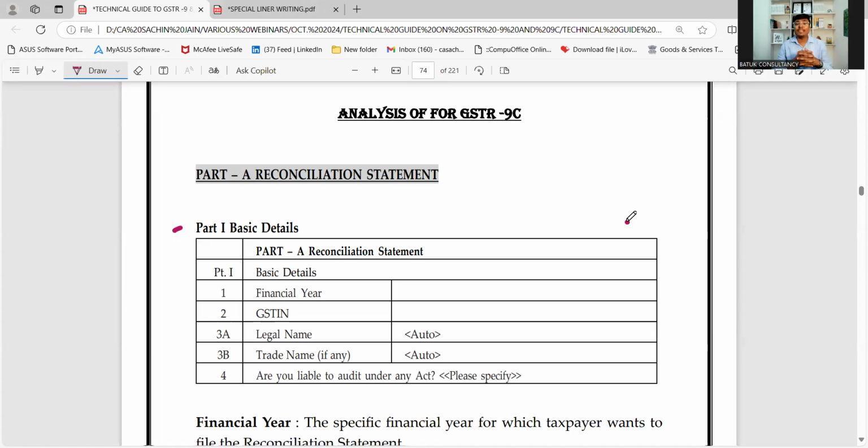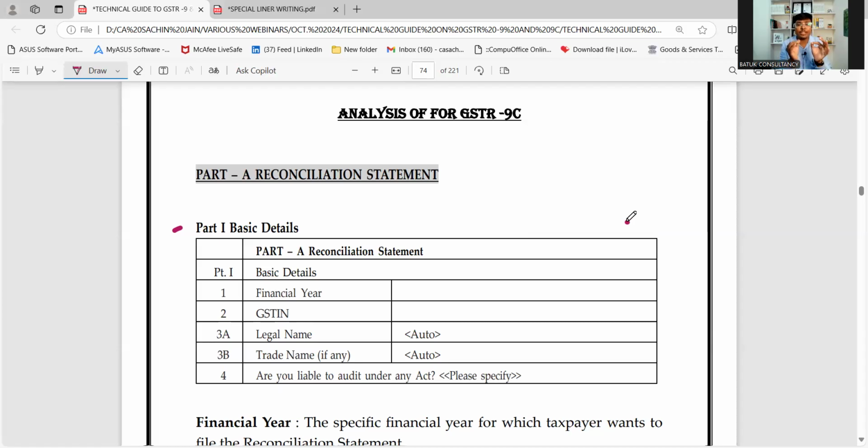If the turnover of a taxpayer exceeds 5 crore or more, in such a situation, there will be a requirement to file the GSTR-9C as well. This GSTR-9C is self-certified. There is no requirement of any certificate of a chartered accountant or cost management accountant. This should be certified by the taxpayer itself.